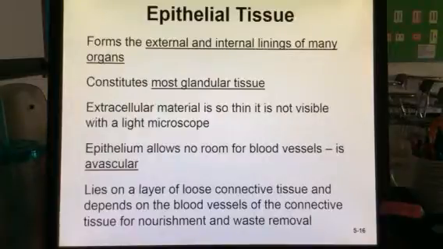And the extracellular material is so thin that we can't see it with the light microscope. So it's just going to look like cell next to cell next to cell. And epithelium doesn't allow room for blood vessels. All the cells are packed in tight next to each other, and blood vessels do not reach those cells, and so it is considered avascular. It does lay on a layer of loose connective tissue, which is where the blood vessels reach to, and then the substances are going to diffuse from there.